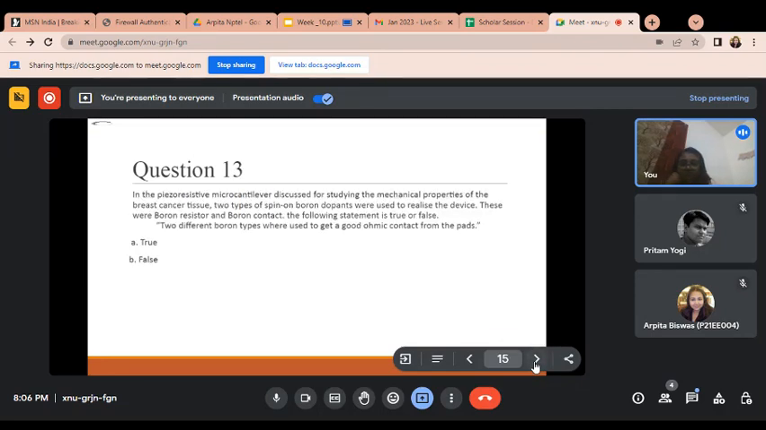Next, we are moving toward question number 13. In the piezoresistive microcantilever discussed for studying the mechanical properties of the breast cancer tissue, two types of spin-on boron dopants were used to realize the device. These were boron resistors and boron contact. The following statement is true or false: two different boron types were used to get a good ohmic contact from the pads. So is this statement true or false? Go through the question carefully. I'm coming back in 1 minute.